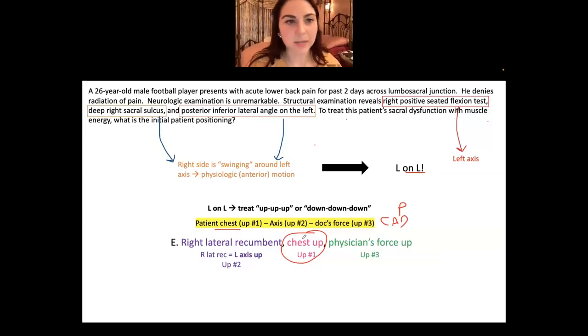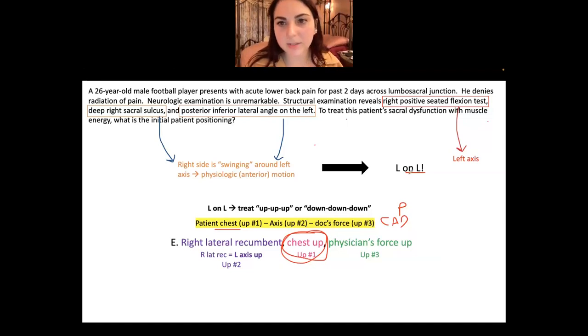That's going to matter because it's up, down, or down, up, right? So just remember that. Look for where she puts the chest in the answer choice. You don't want to get one wrong because of that, because it's so silly. And then the other thing to remember with these answer choices, if it says right lateral recumbent, that means the patient is laying on the right. Like they're laying in the right lateral recumbent position, meaning the right side is down. So the left axis would be up.